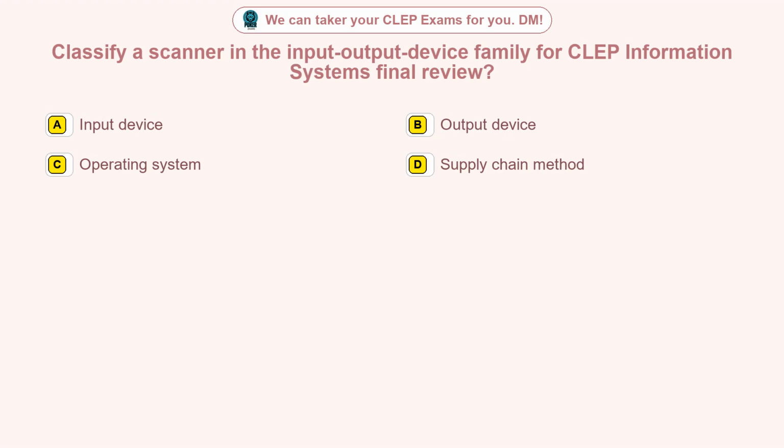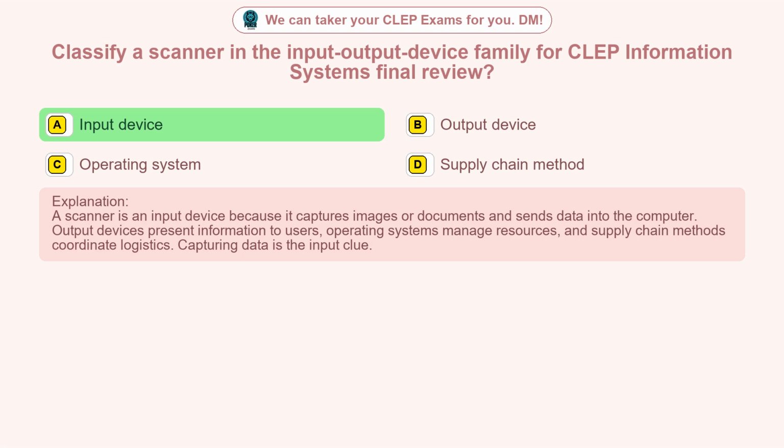Question 54. Classify a scanner in the input-output device family for CLEP Information Systems final review. Option A, input device. Option B, output device. Option C, operating system. Option D, supply chain method. The correct answer is option A, input device. A scanner is an input device because it captures images or documents and sends data into the computer. Output devices present information to users, operating systems manage resources, and supply chain methods coordinate logistics. Capturing data is the input clue.